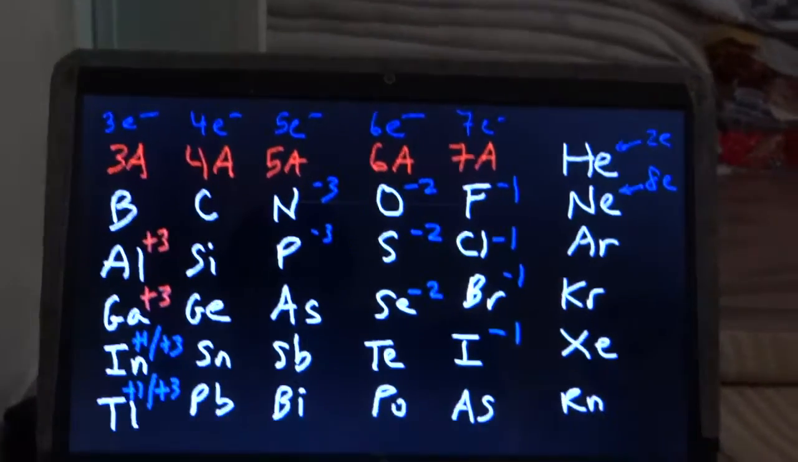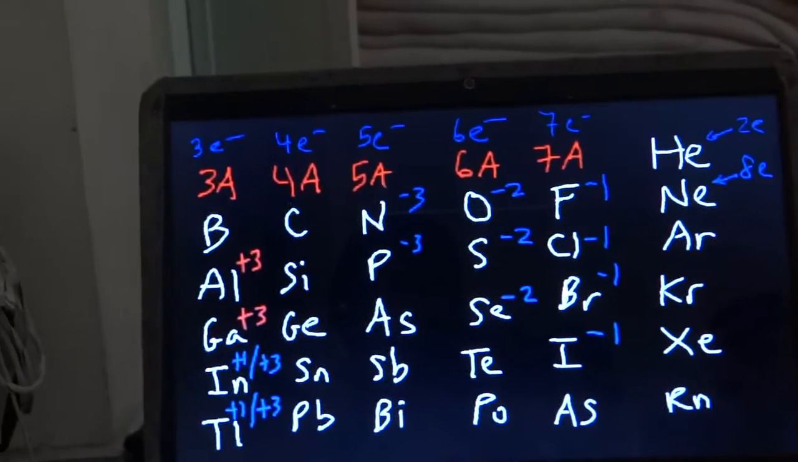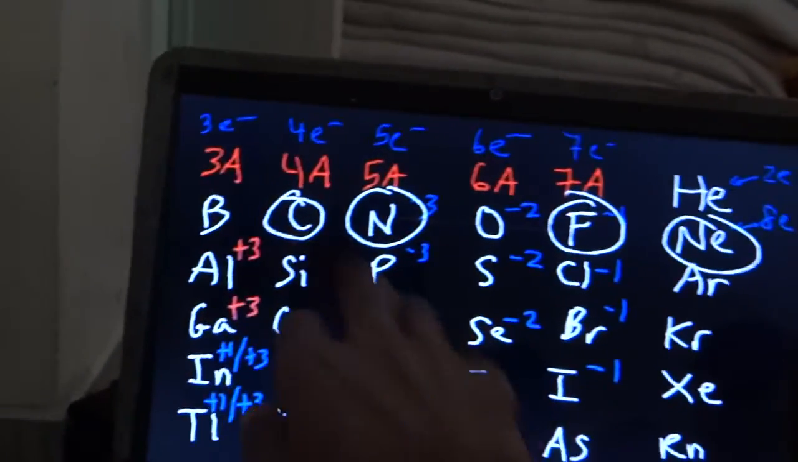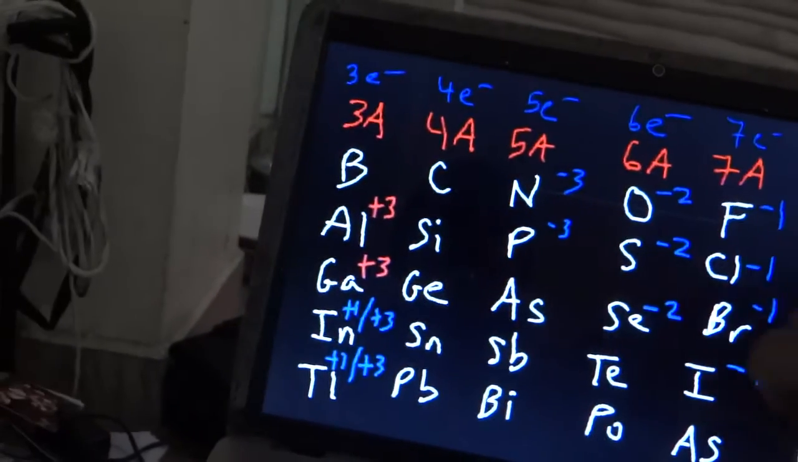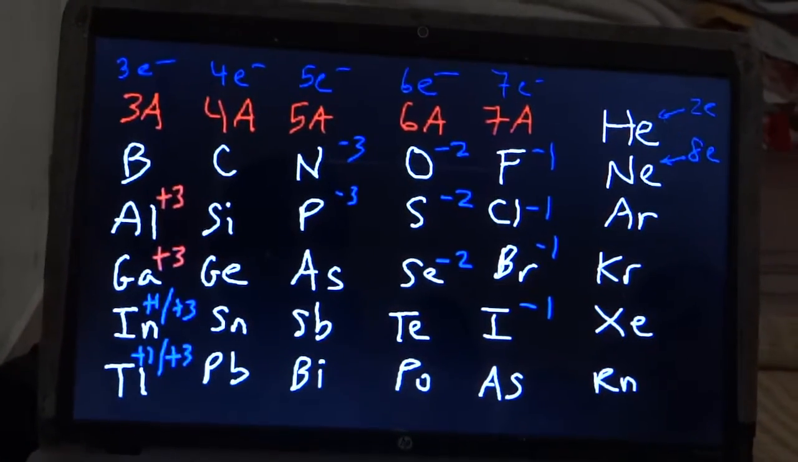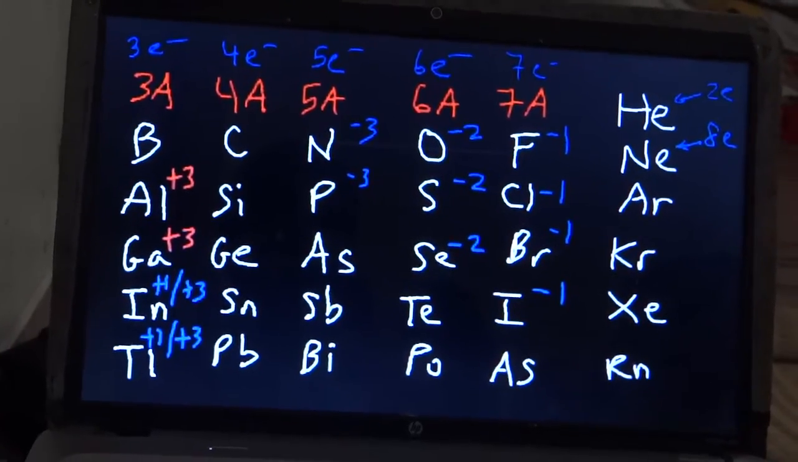So if you get a test question and it asks you which element is non-reactive: carbon, nitrogen, fluorine, or neon, your answer is neon. Which of these 4 will be non-reactive? The answer is neon.